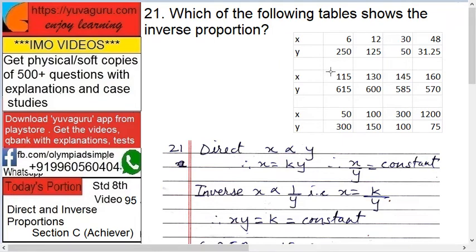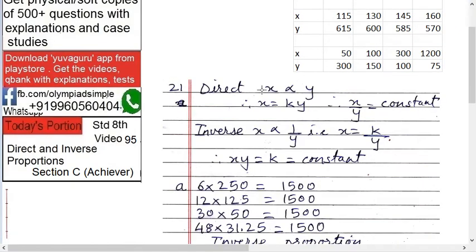Okay, we won't go through each and every table. We want proportion. Here, inverse means what? If one moves in a positive direction, the other must move in a negative direction. It means one becomes greater, the other one should become less. Okay, so direct means what?